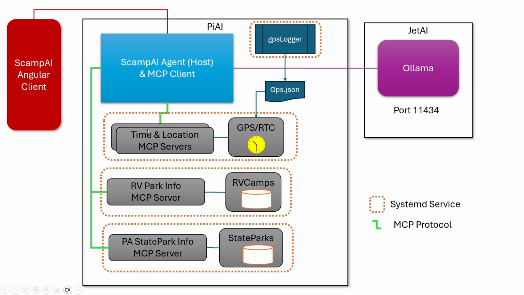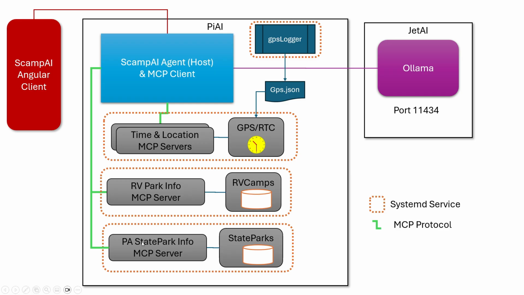I'll show you how we build some of these, but the services I'm going to have are a time and location service, a service to get Pennsylvania State Park information, and a service to get general RV park information. When I want the current time, I'm going to have a real-time clock running on the Raspberry Pi, so I'll always have the current time, and I can just call the service and get that from the Raspberry Pi. Same thing for location. If I want to know my current location, I'll have a service that reads this GPS JSON file and returns the longitude and latitude.